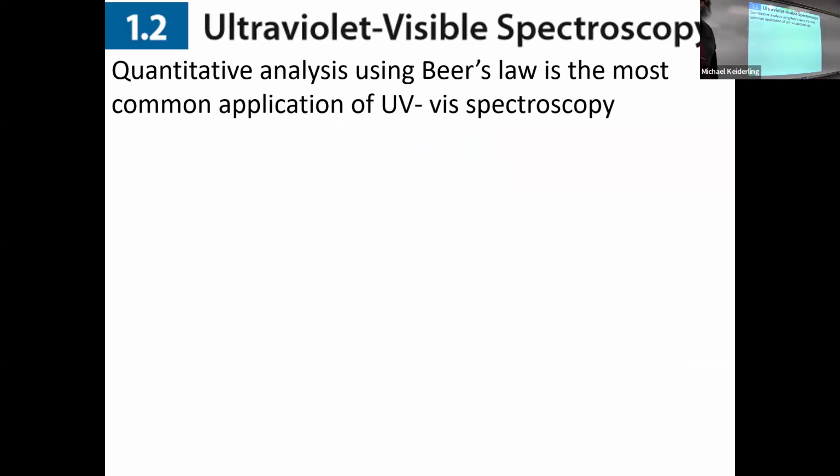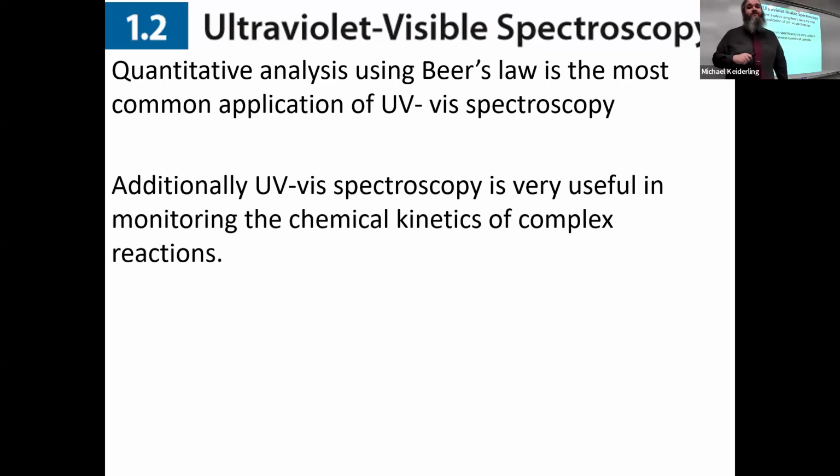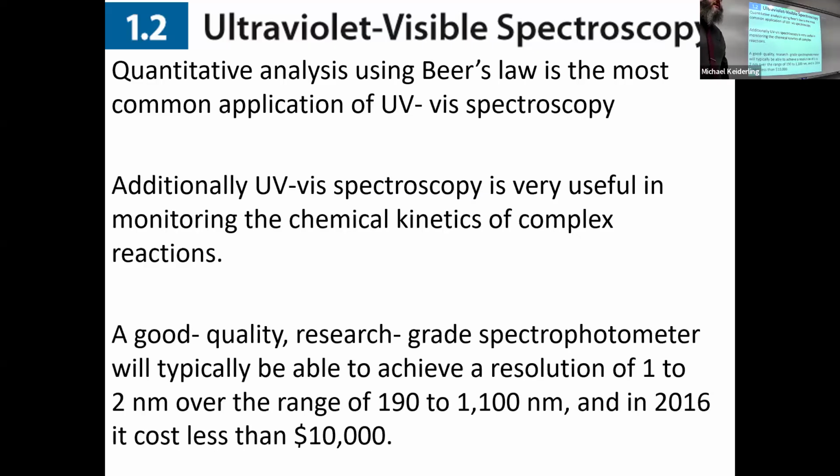Now, quantitative analysis using Beer's law is the most common application for UV-visible spectroscopy. If you have a good FTIR spectroscopy peak, you can do the same thing. Depends on the peak, but you can get decent analysis using Beer's law. And additionally, UV-visible spectroscopy is very useful in monitoring the chemical kinetics of complex reactions because it can be pretty fast. So you can also do that, because you're looking at how the reaction changes over time.